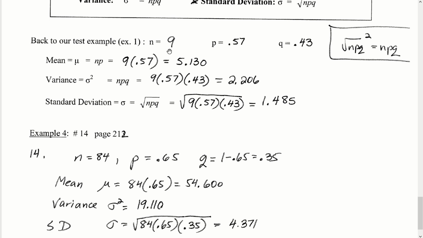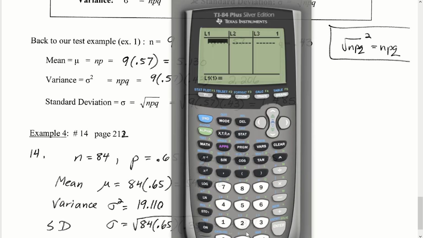If we go back to example 1, where we had n was 9, p was 0.57, and q was 0.43, the mean can be found by doing n times p, that's 9 times 0.57, which gives us 5.130. The variance, which is sigma squared, is n times p times q, that's 9 times 0.57 times 0.43, which is 2.206. And to find the standard deviation, all you're doing is taking the square root of that variance.